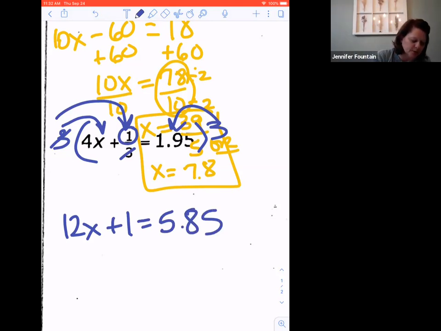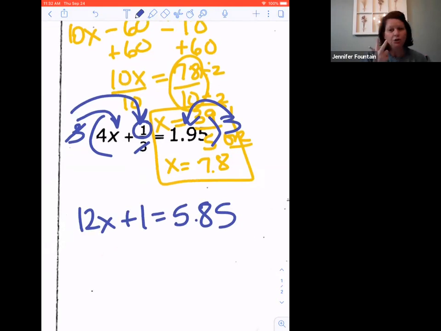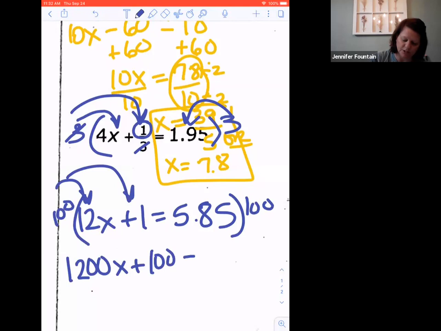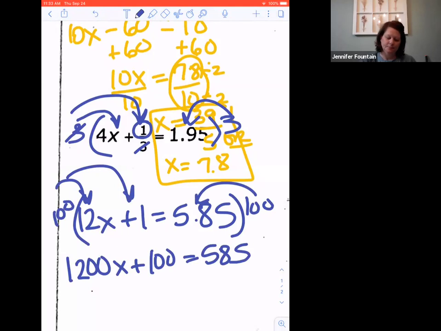Again, use your calculator. We're in Algebra 1, so we can do that now. Okay, so now I've got to clear my decimals. I've got 2 decimal places, so I know that I have to multiply by 100. All right, but now when I multiply 100 by 12, I get 1200x plus 1 times 100 is 100. 100 times 5.85 will be 585.